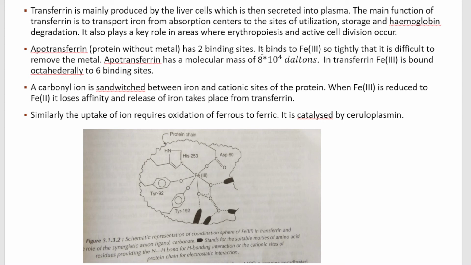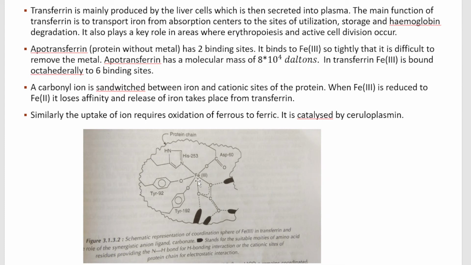So it has two binding sites, and it binds Fe3+ so tightly that it is difficult to remove the metal. Here, iron is present in +3 oxidation state, and it is so tightly bound to this protein sheath that it is very difficult to remove this metal. And this apotransferrin, or the protein sheath, has a molecular mass of 8 × 10^4 daltons, and in transferrin, Fe3+, the central metal, is bound octahedrally to 6 binding sites.